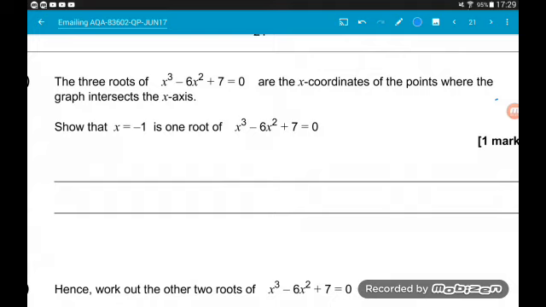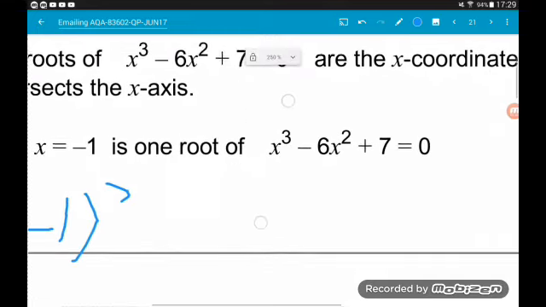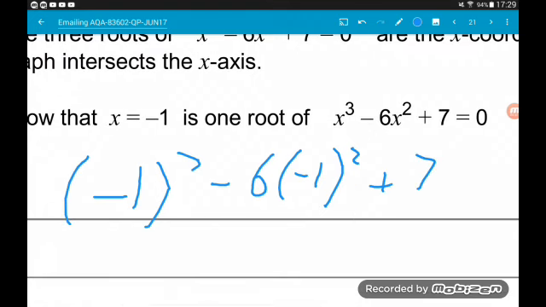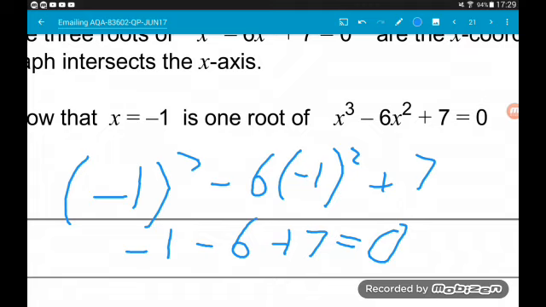So we're going to get minus 1 cubed minus 6 lots of minus 1 squared plus 7. Now minus 1 cubed is minus 1. Minus 1 squared is 1. Times that by minus 6 gives us minus 6. So we've got minus 1 minus 6 plus 7, and that does indeed equal 0, so x equals minus 1 is a root.